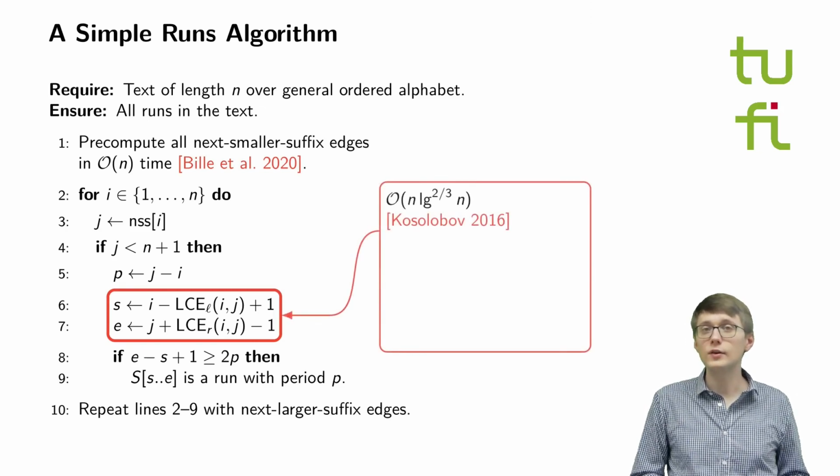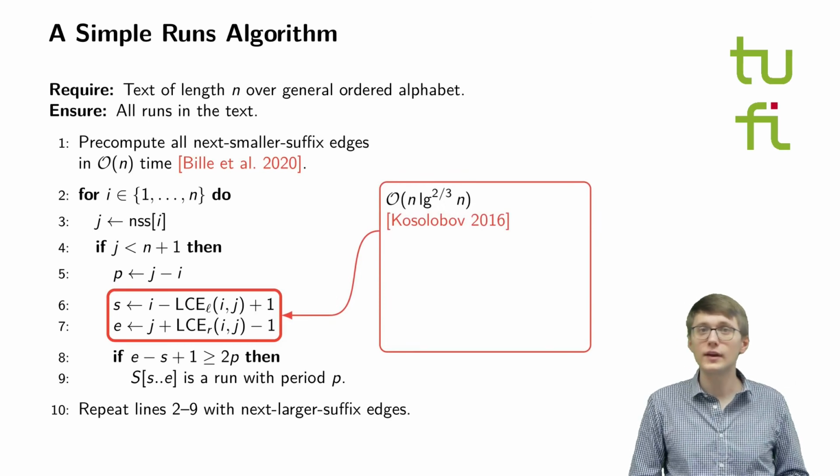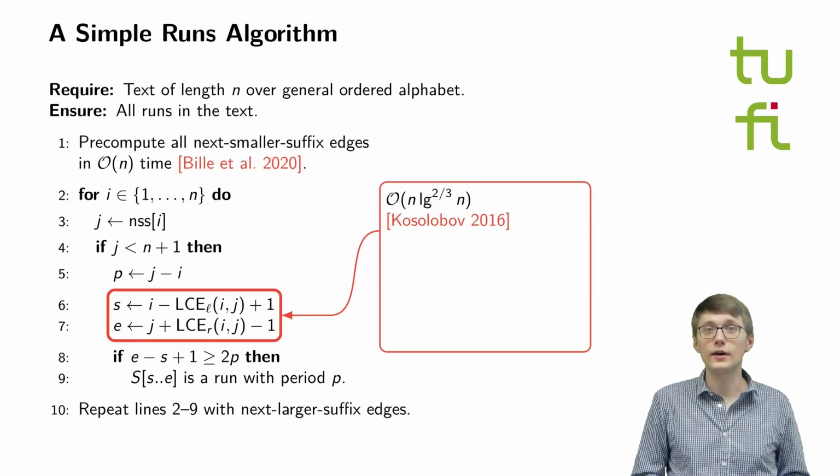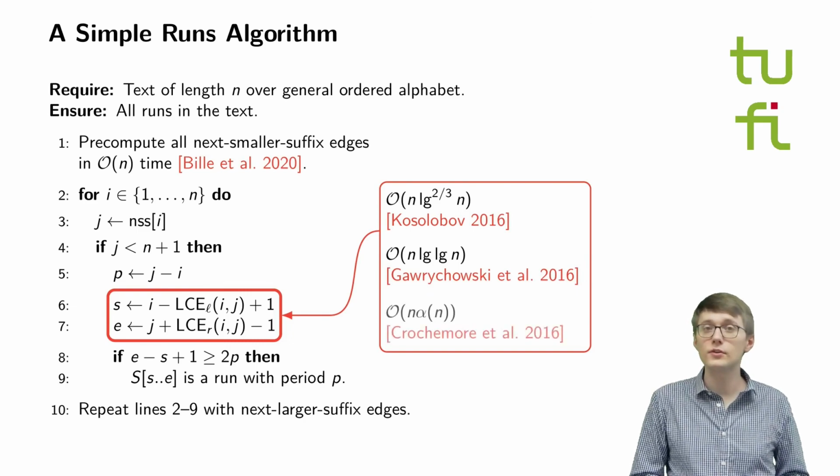Kosolobov showed that any sequence of n longest common extension queries can be answered in n times log to the 2/3 of n time. This was improved shortly after by Gawrychowski and others, who showed that actually n times log n time can be achieved. Finally, Kociumaka and others exploited a special non-crossing property of the LCEs. This resulted in n times alpha of n time.